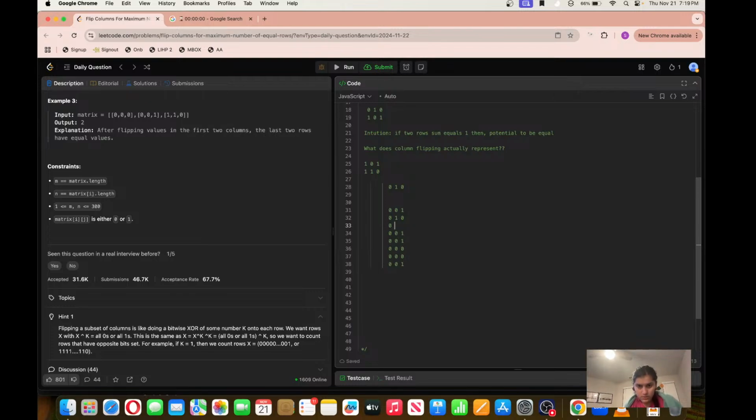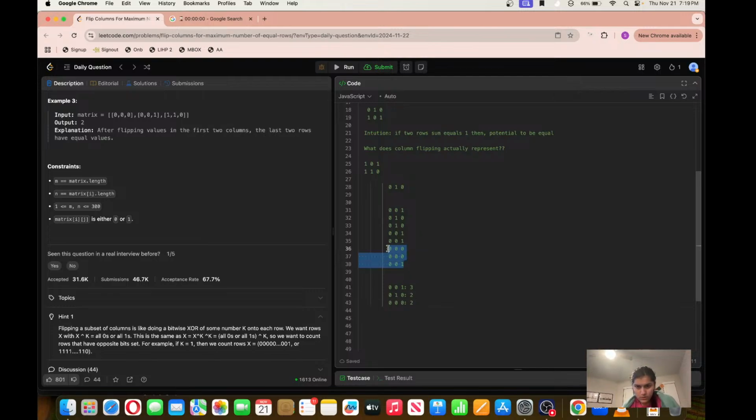Yes, so it will be 0 1 0. Okay, so it means, what are the equal rows, right? So it means 0 0 1, how many times is it coming? 1, 2, 3 times it is occurring. 001 is occurring 3 times, and 010 is occurring 2 times, and 000 is occurring 2 times, right?